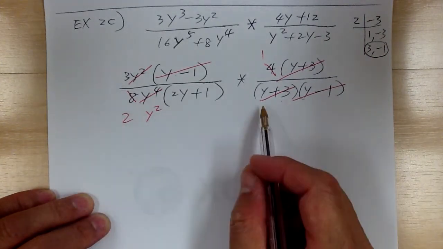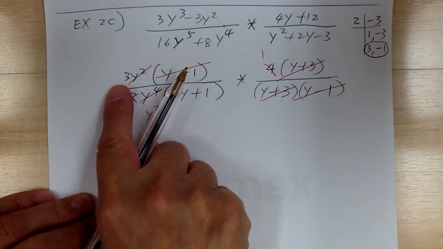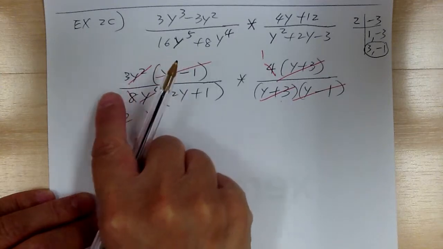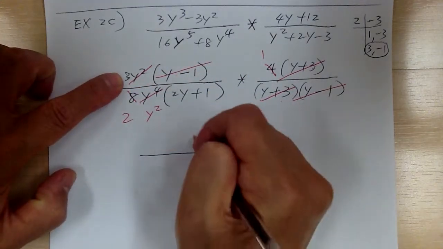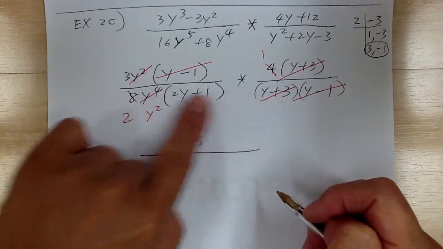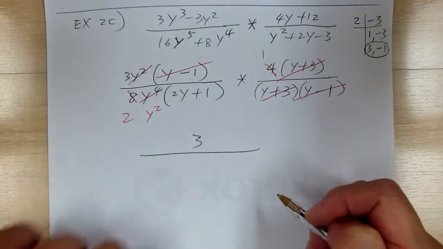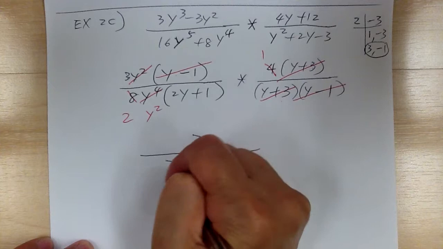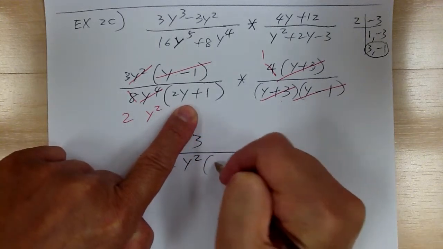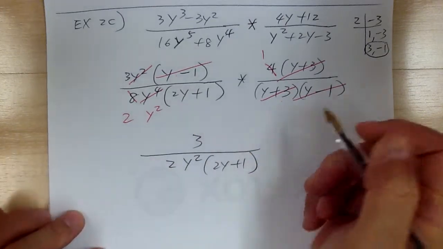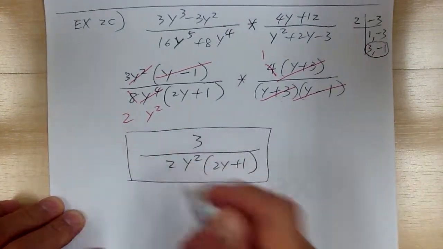Okay, so now let's look at what's left over. Make sure you write it big enough and clear enough that you can see what's left over. On the top, the number is 3. Alphabet, no more alphabet and no more group. On the bottom, the number is 2, the alphabet is y squared, and the group is 2y plus 1. And that's your answer for 2C.